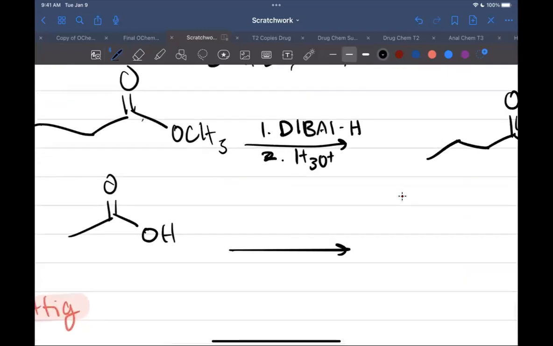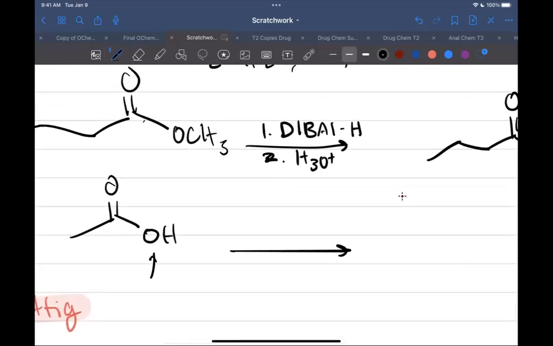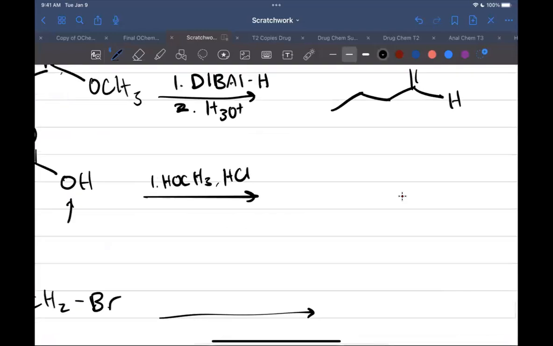So if I'm trying to get this into an aldehyde, we need to make it into a treatable form. So we need to make it an ester. So if we hit the first step of HOCH3, HCl, we know that that initially makes OCH3, right? Methyl acetate.